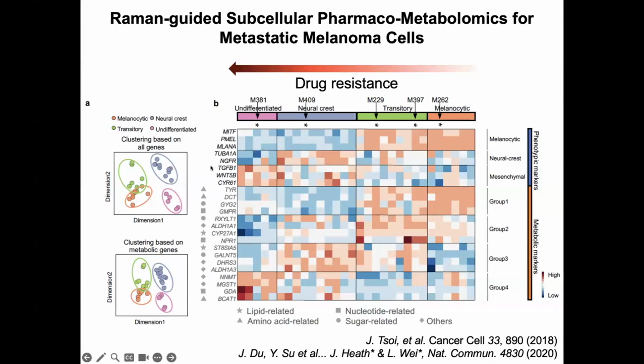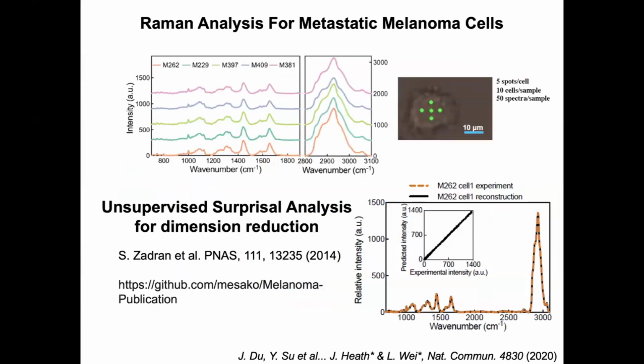However, if you do a similar exercise with those metabolic genes, categorizing them into different groups based on their different phenotypes, there are no unique metabolic pathways or metabolic categories that stand out. All the metabolic pathways span across all the different phenotypes. So instead of continuing that analysis, we resorted to Raman spectral imaging. First of all, we mapped out the whole Raman spectrum at single cell resolution, and we coupled it with unsupervised surprisal analysis for dimension reduction.